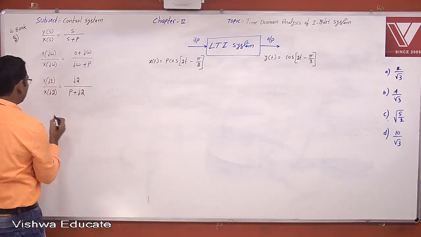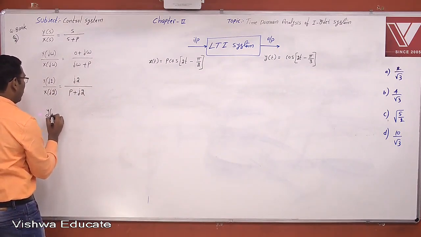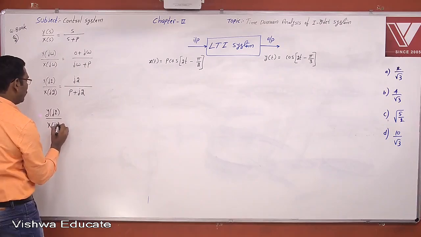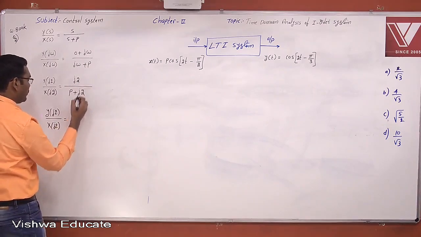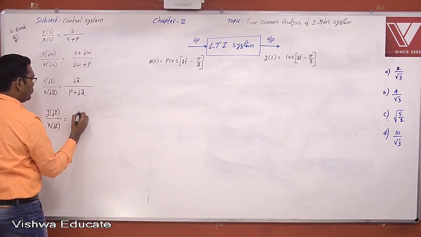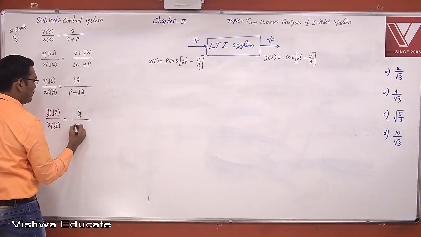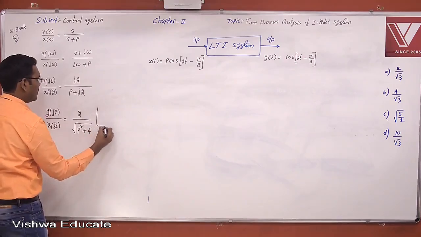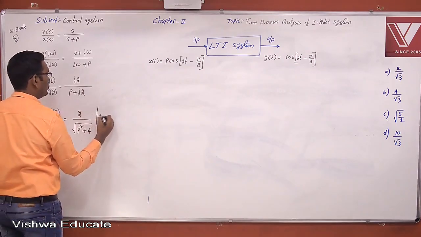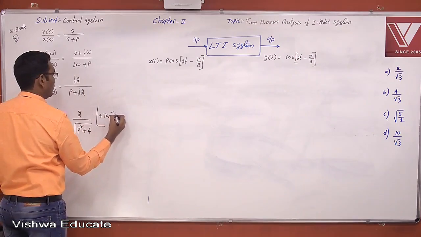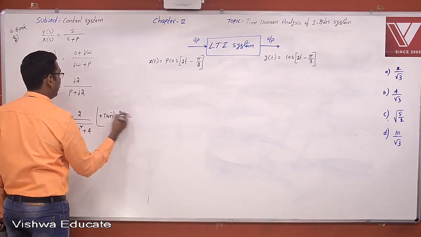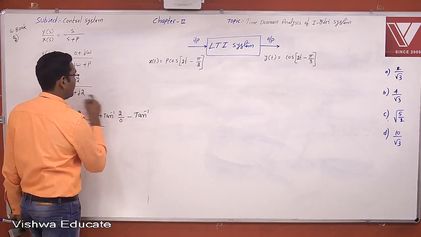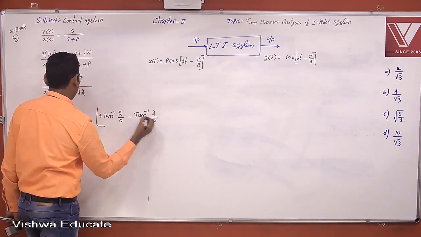So Y of j2 by X of j2 is nothing but the magnitude, square root of a squared plus b squared, divided by square root of a squared plus b squared. For the phase angle, the numerator is positive, so tan inverse of imaginary part by real part, and the denominator is minus tan inverse of imaginary part by real part.